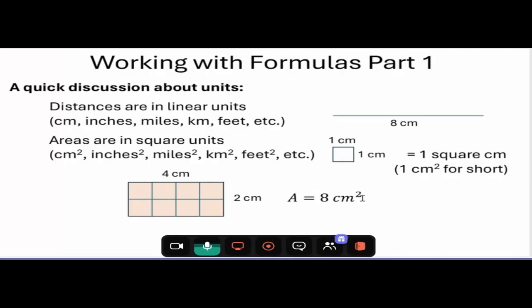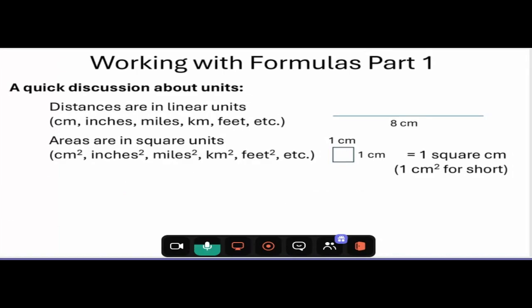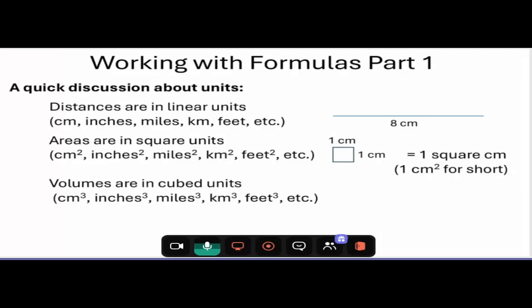It is just a lazy notation for how many of these little squares does it take to fill up whatever shape you happen to have. Centimeter squared is simply notation. Nothing actually gets squared. And then if we move on to volume, then with the same idea, but we are now in cubic units: centimeters cubed, inches cubed, miles cubed, and so on. And that is the exact same thing, but instead of a little square that is 1 centimeter by 1 centimeter, imagine a little cube that is 1 by 1 by 1. And then you want to know how many of those cubes it takes to fill up the shape.